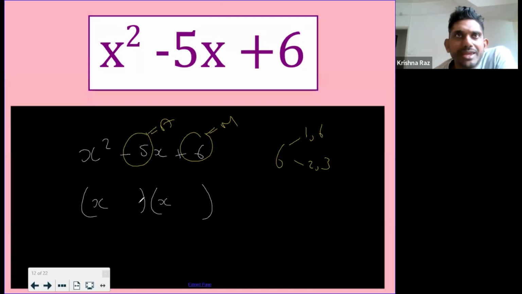So if we pick 2 and 3, that will multiply to give us plus 6, but it will not add to give us minus 5. So what do we need to do? Exactly, we need 2 negatives. So is minus 2 minus 3 minus 5? Yes. Is minus 2 times minus 3 plus 6? Yes. Job done.